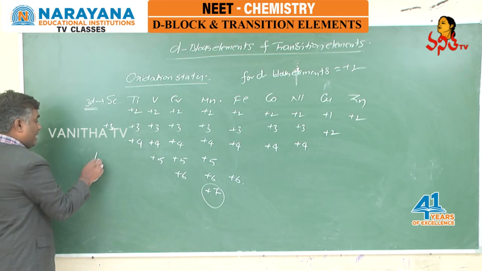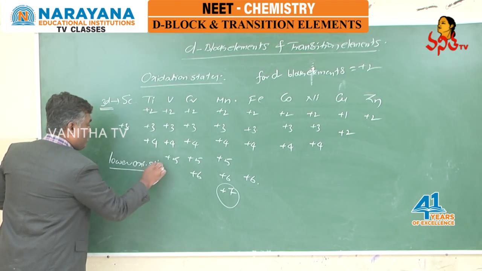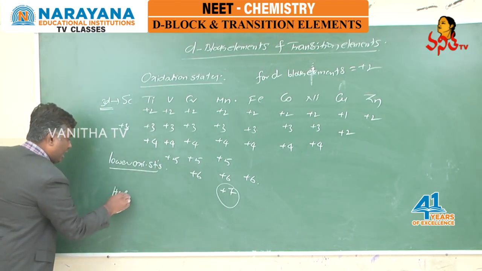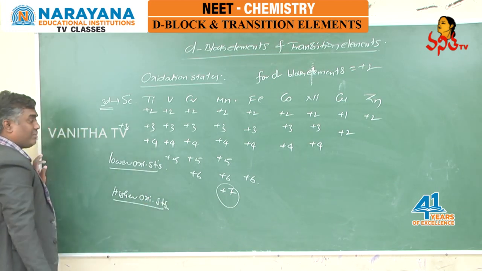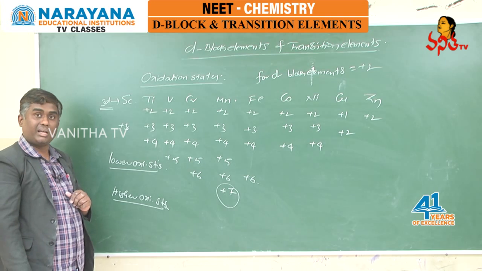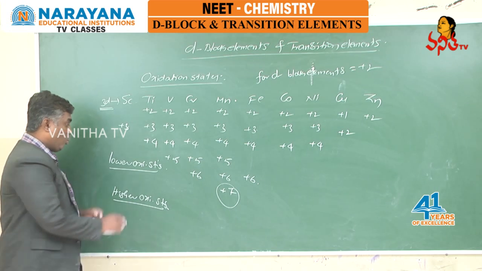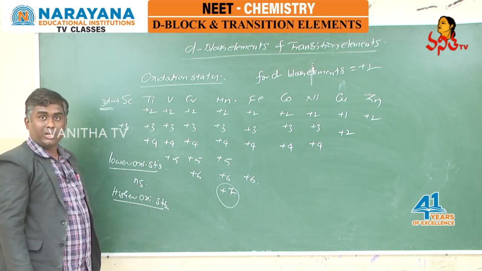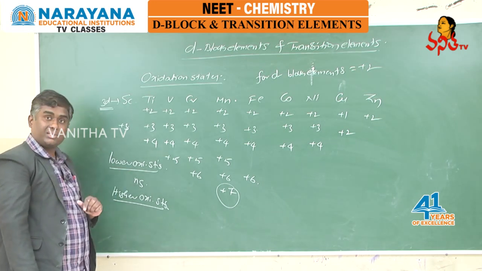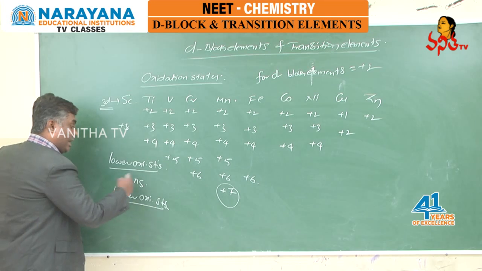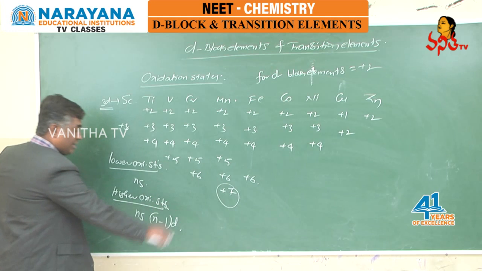What are they? They are lower oxidation states and higher oxidation states. See students, D block elements have two types of electrons. What are they? NS electrons and N-1 electrons. If only NS electrons are involved in exhibiting oxidation states, they are exhibiting lower oxidation states. But while exhibiting higher oxidation states, they utilize NS electrons and N-1 D electrons.